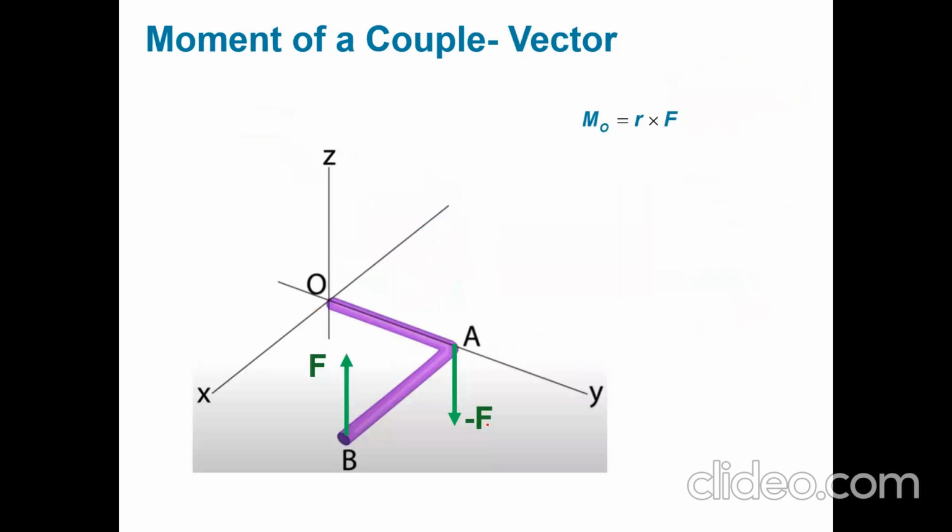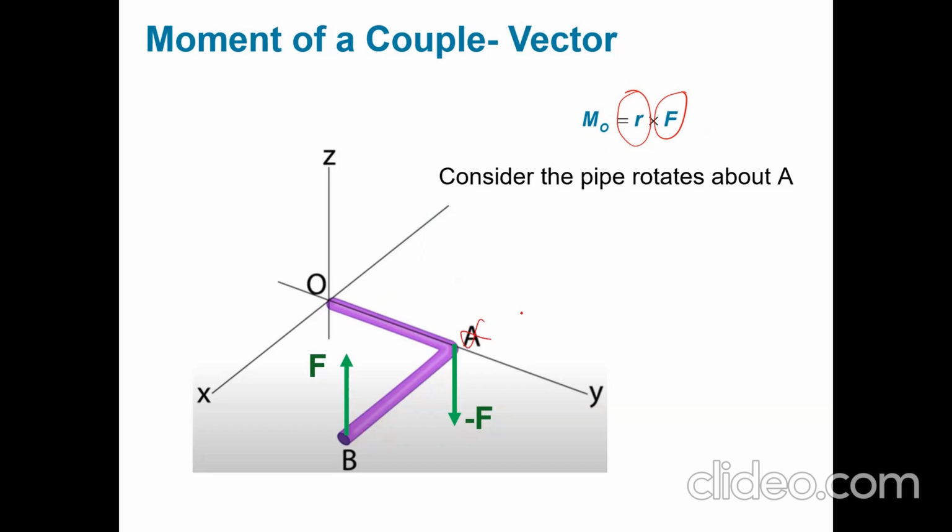So let's look into the vector formulation. We know the scalar moment is just the force times the perpendicular distance. What happens in the vector form? Previously we looked at how to find the moment in a vector formulation: the position vector from a point to the force. Here let's look at this couple as forces in 3D space. First, forget about A.